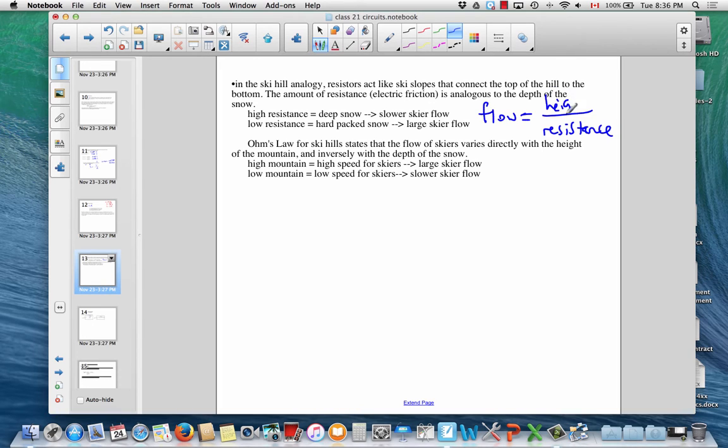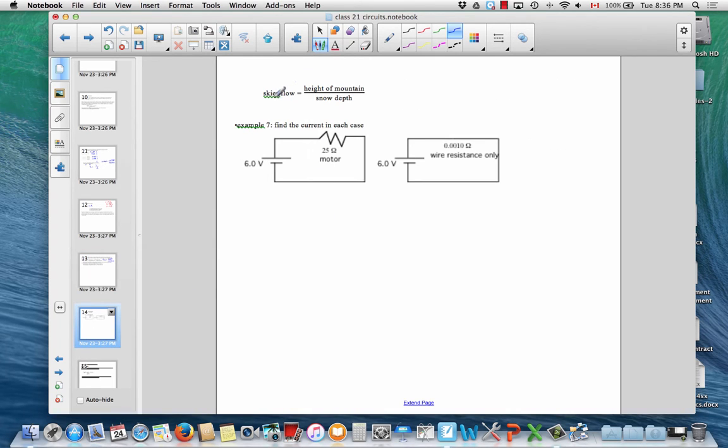And the flow on the ski hill is proportional to the height of the mountain, because with a higher mountain, skiers go faster and therefore there's more flow. So this is what Ohm's law looks like for ski hills. And there it is there: skier flow is the height of the mountain over the snow depth.